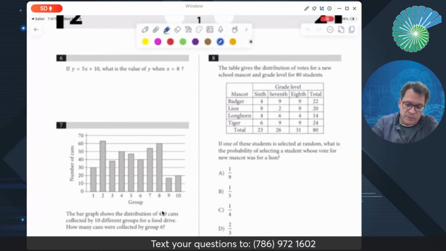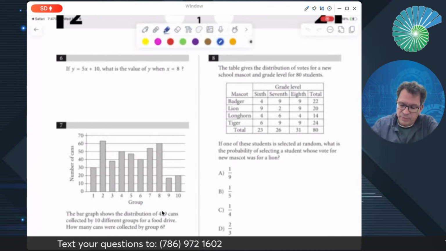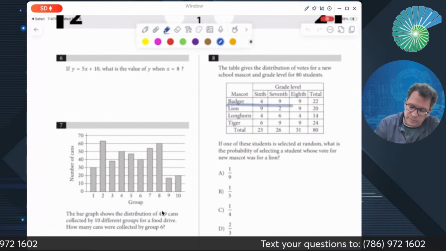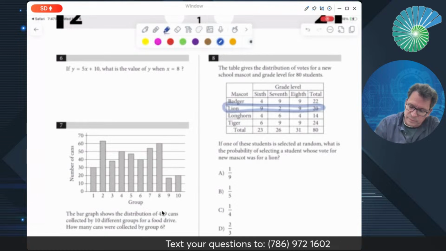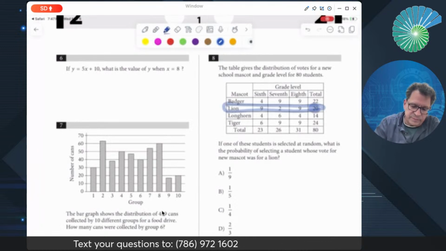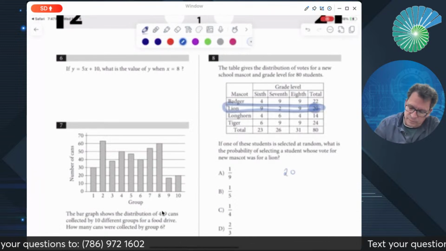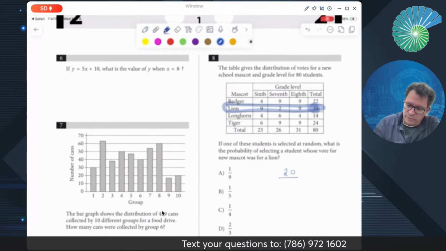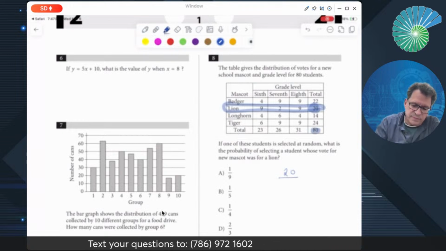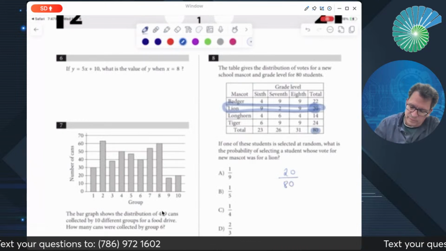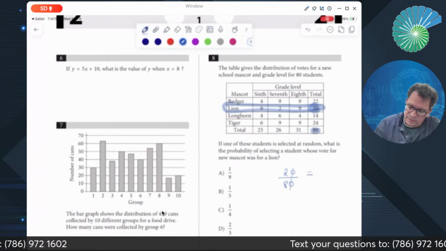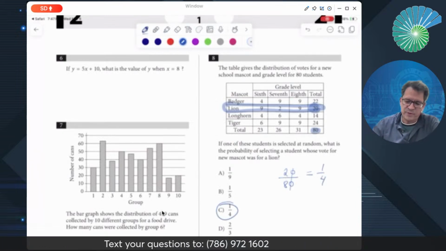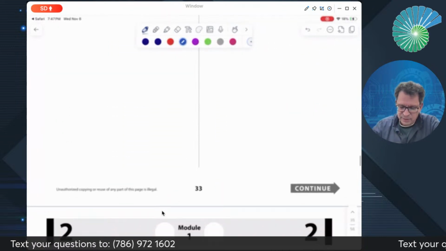Well, after examining the table, how many people voted for a lion? This is lion right here. 20 people voted for a lion, out of how many total votes? 80. We simplified this, and the answer should be a quarter. So that's a very simple one. Let's do another one.